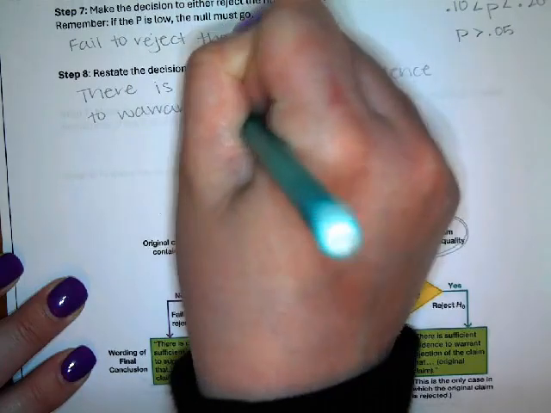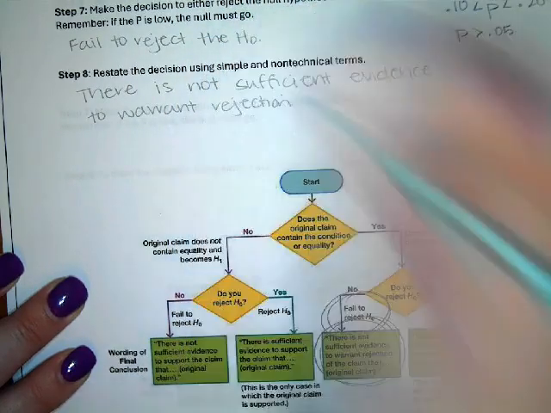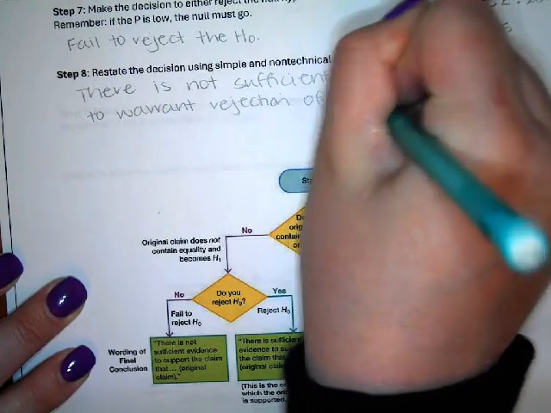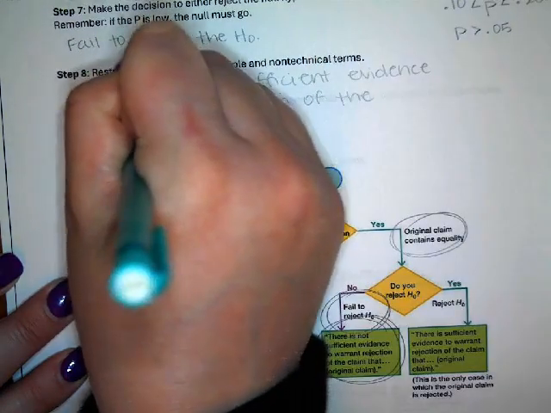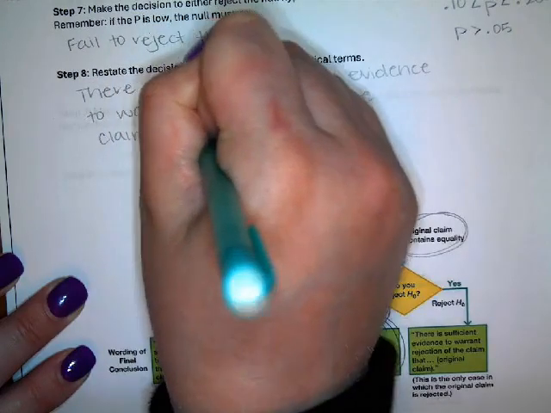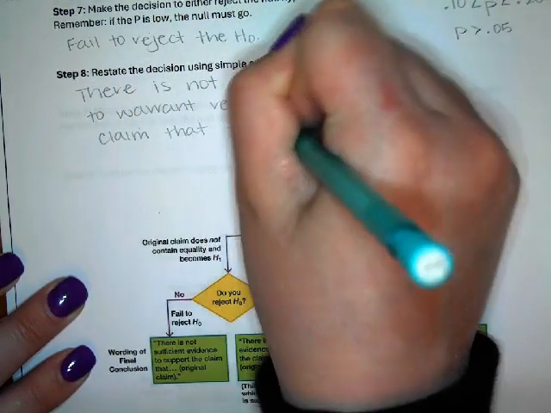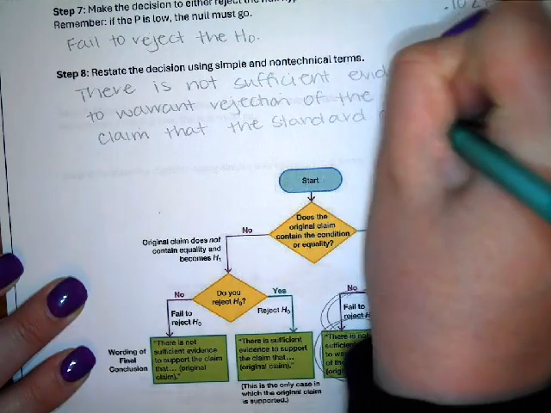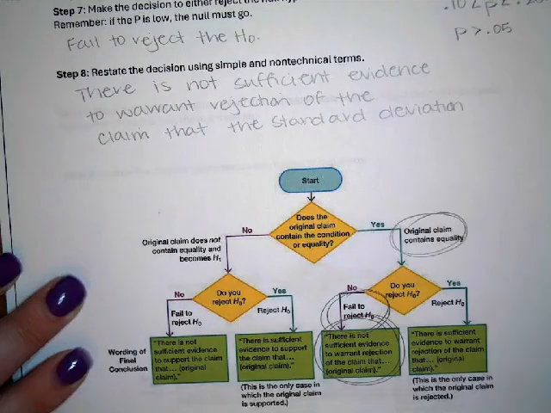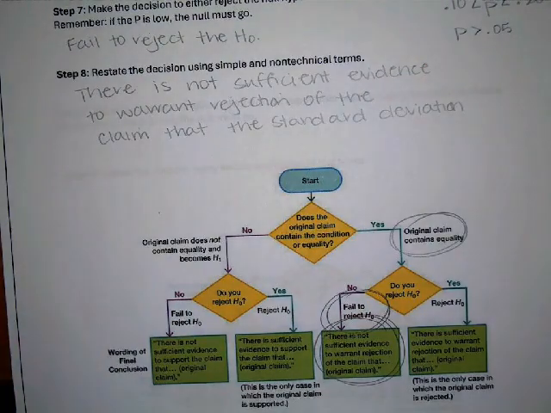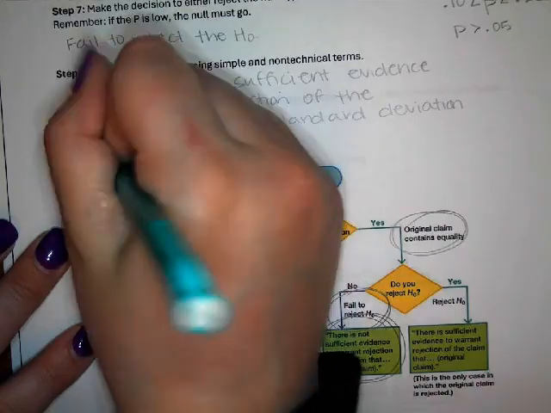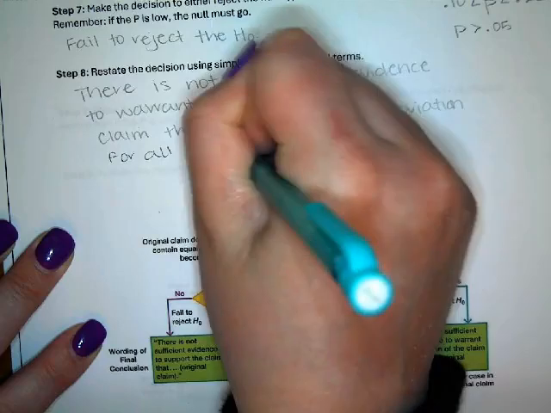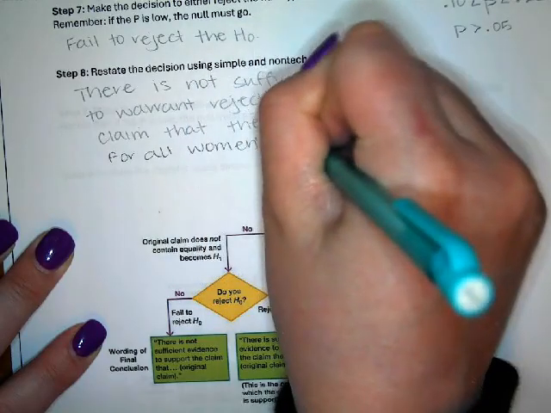Of the claim that the standard deviation for all women's pulses, or pulse rates, for all women's pulse rates is 10 beats per minute.